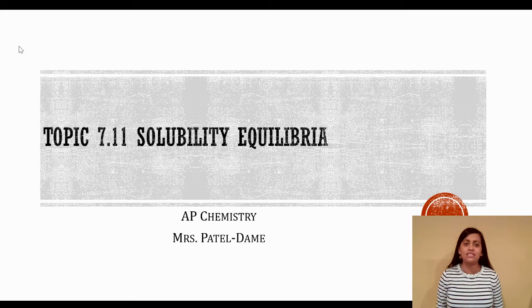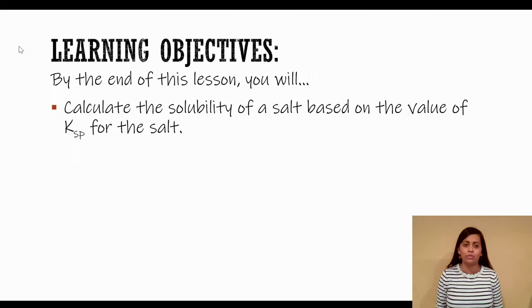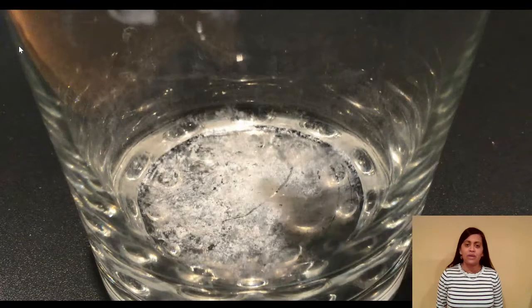Now we're on topic 7.11, solubility equilibria. So at the end of this lesson, you should be able to calculate the solubility of the salt based on the value of KSP. So I just want to give you guys an idea of what we're looking at here.